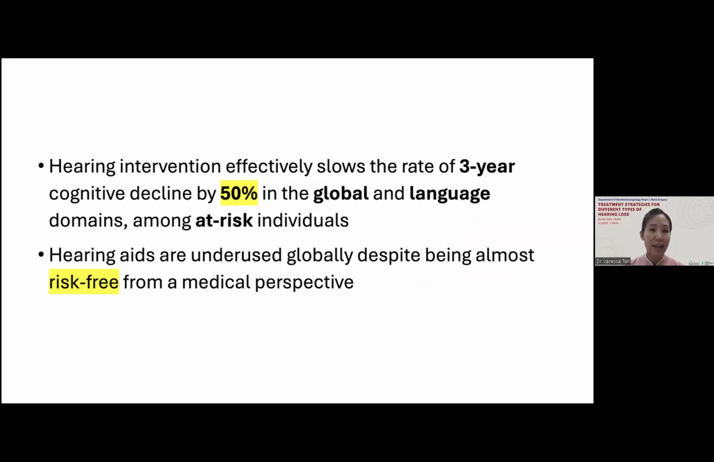So the study did find that hearing intervention effectively slows the rate of 3-year cognitive decline by 50% in the global and language domains, especially in at-risk individuals. And these at-risk individuals are individuals who are at risk of heart disease and strokes. And hearing aids are underused globally despite being almost risk-free from a medical perspective.